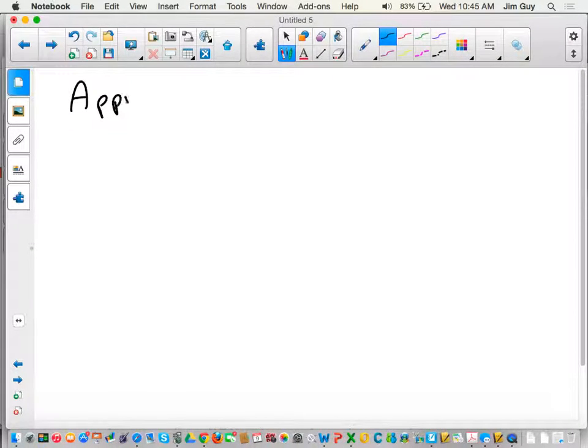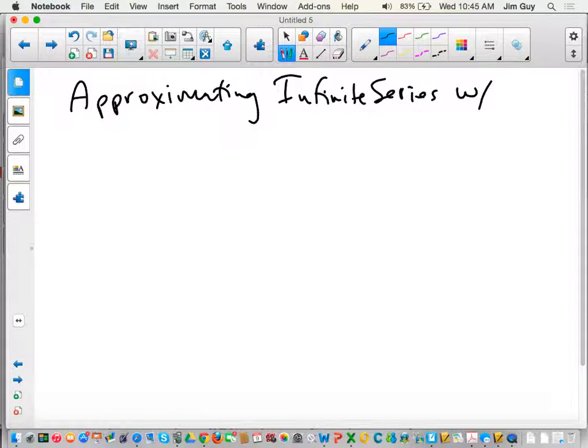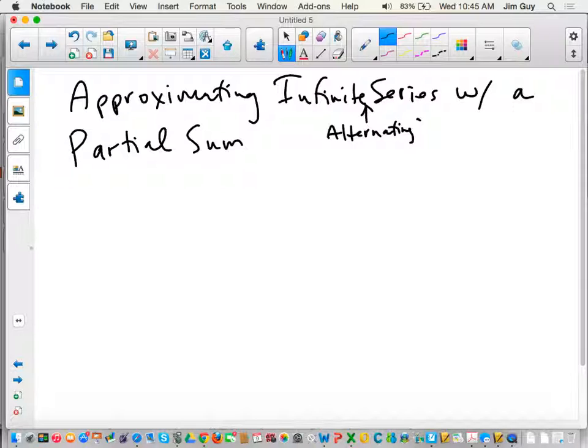So, let's call this approximating an infinite series with a partial sum. We're talking specifically about an infinite alternating series. Let's throw that in here. Okay, so this is all about alternating series today. And find the error.